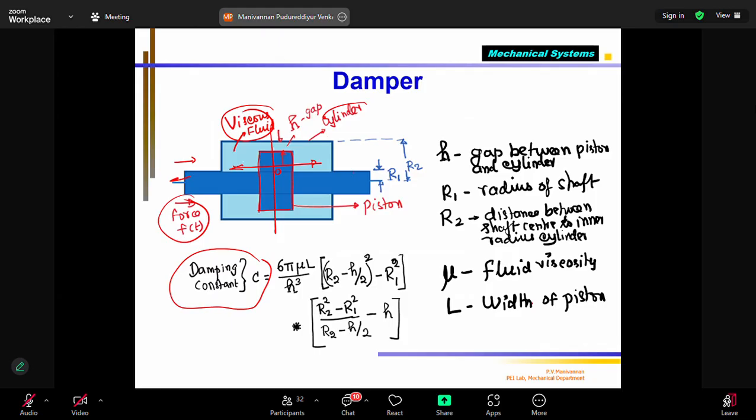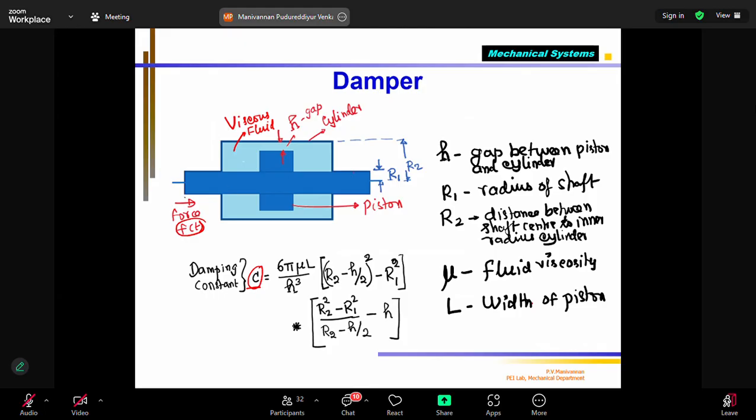Fluid cannot escape anywhere. I say this is chamber A, this is chamber B. If the piston is moving from right to left from the central position, what will happen? Fluid from the A chamber will move to B chamber through this gap in surrounding. So the gap is given as H, and then other dimensions given. So now the damping constant of the damper, this is the final equation for this kind of damper. Different types of dampers are there. For this type of damper, the damper force, which is nothing but opposing force when this is the applied force, is proportional to damping constant and velocity.